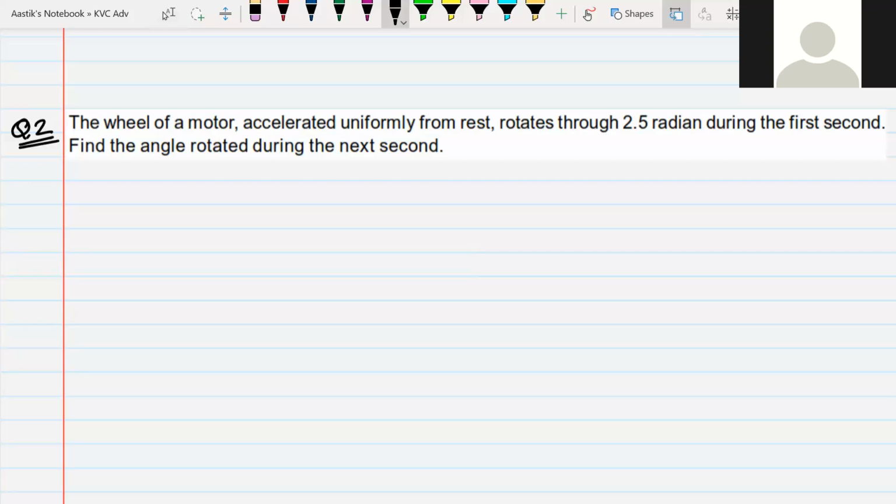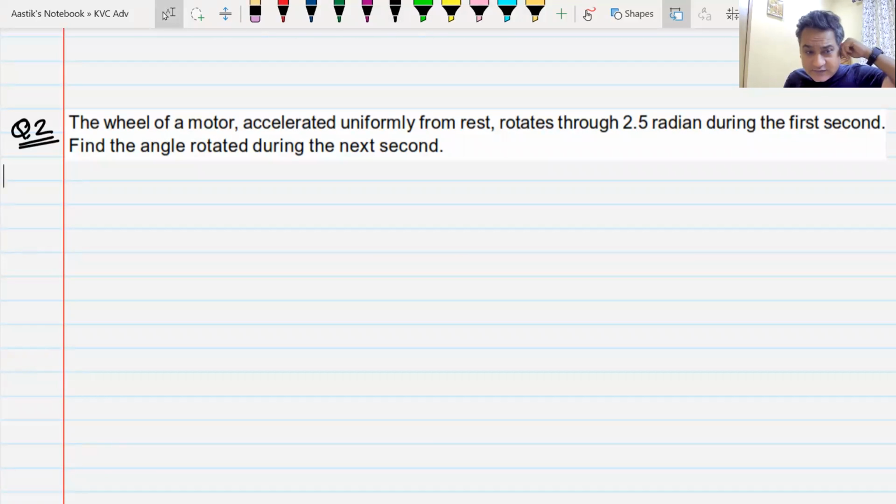7.5 radian. That is correct. Chalo, we have an answer at least. After so much time, we have an answer. So, there are number of ways in which you can have done this. You could straight away apply the formula, or you could apply the formula for the nth second. Do we understand this?